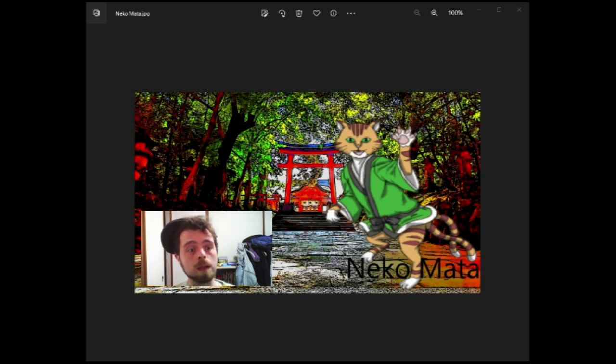These yokai dwell wherever there are cats, so you had better treat your pussy well. They have the power to shapeshift and use their claws and teeth as offensive weapons.